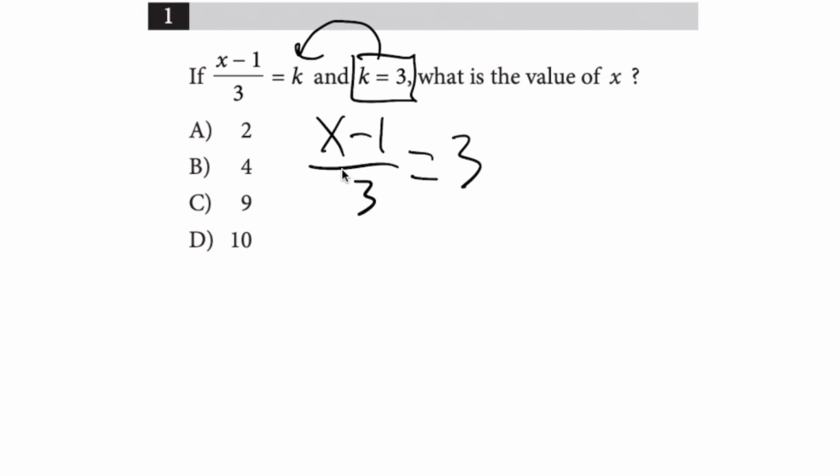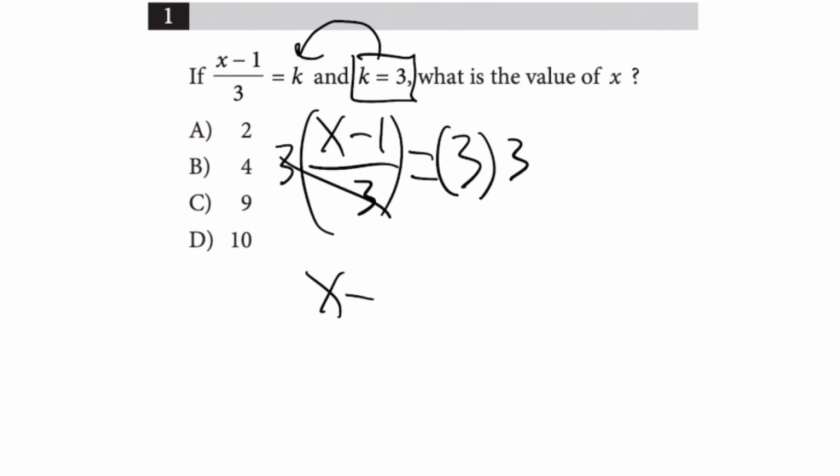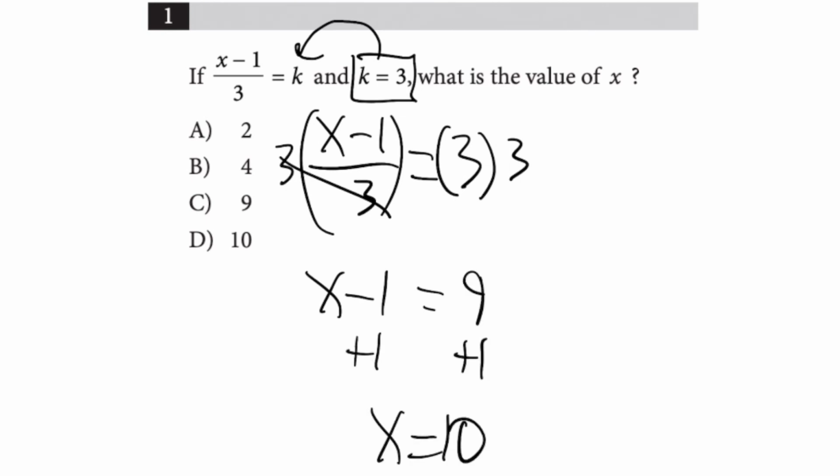Now what I could do is break this fraction up, x over 3 minus 1/3, but I'm not going to do that because I think it's easier to just multiply both sides by the denominator here. So I'm going to multiply this side by 3 and this side by 3. These cancel, I get x minus 1 equals 3 times 3 is 9. Add 1 on both sides to finish it up. I get x equals 10, so choice D is my answer.